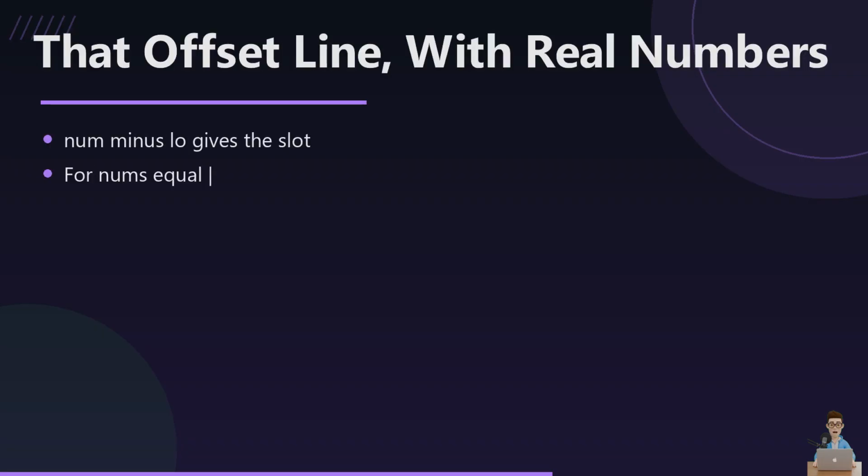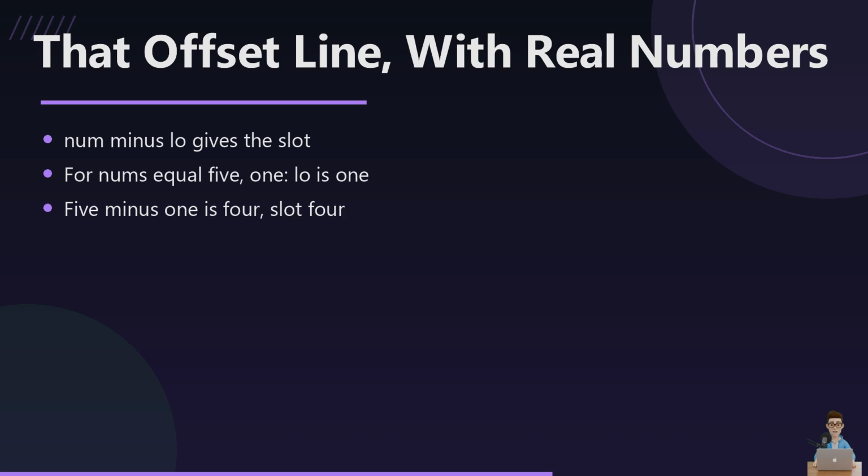The line most people trip on is num minus low. So let's plug in real numbers slowly. Say low is 1 and num is 5. Then 5 minus 1 is 4, so the number 5 belongs in slot 4. Now say num is 1, the smallest value itself. 1 minus 1 is 0, so 1 belongs in slot 0.